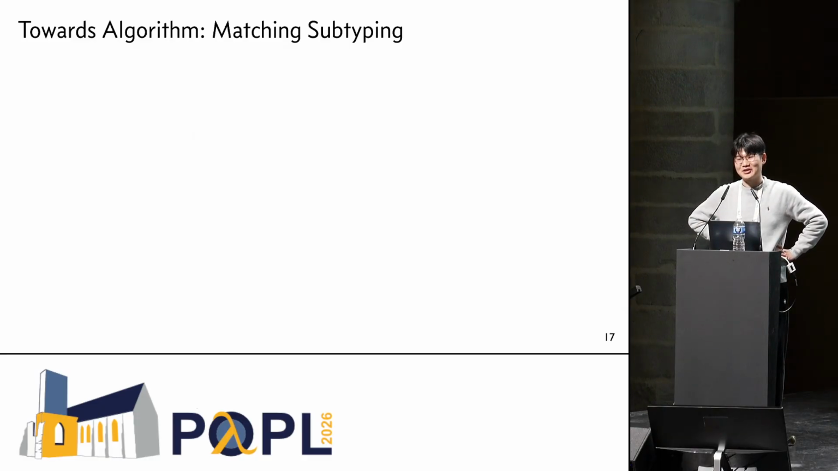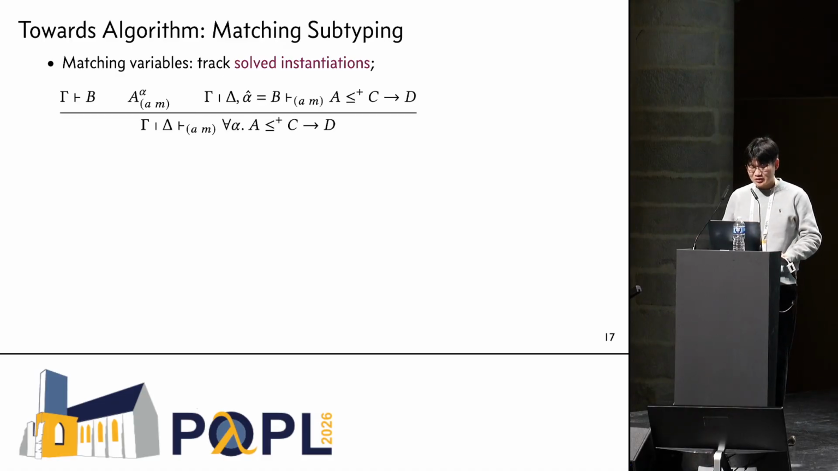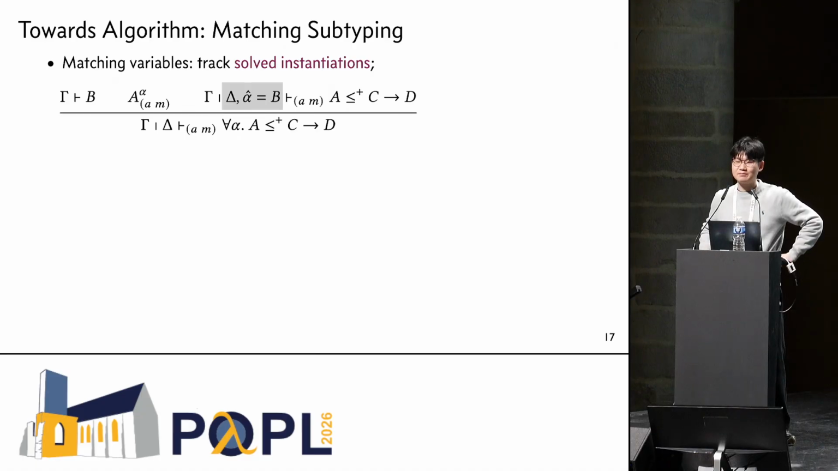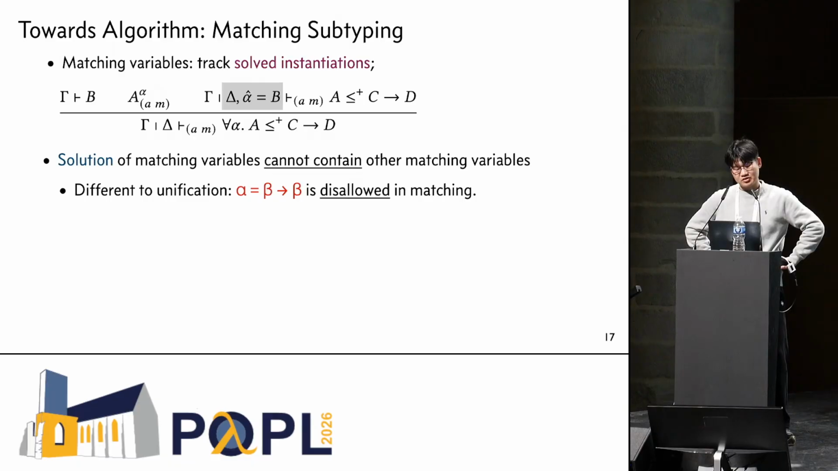Let's move towards the algorithm, because the guessed type is not computed. We introduce an intermediate system called the matching subtyping that is based on one key idea called matching variables to track the solved instantiations. So we write our for left rule in this way instead of performing the substitution directly on the type A. We store it in the newly created environment delta. And the essence of matching variables is that a solution cannot contain other matching variables, which is very different from unification because alpha equal to beta is strictly disallowed in matching.